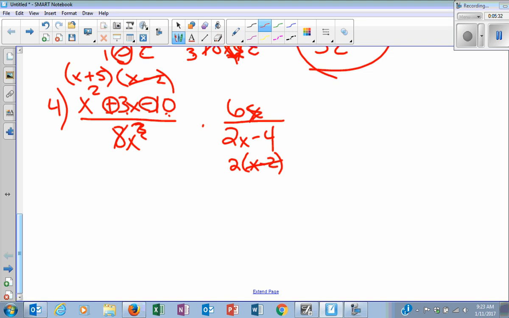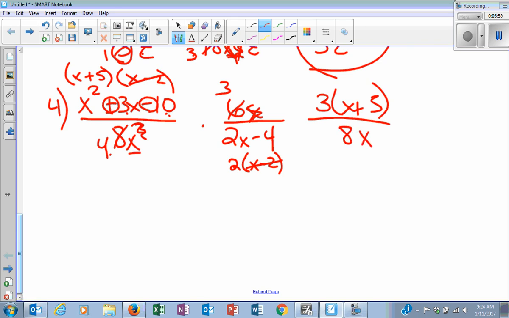This 8 and this 4 can cancel out. 2 goes into both, or sorry, 6 can cancel out. 4 goes into this and goes into this 3 times. And then you are finally left with an answer of 3 times x plus 5 over 2 times 4 is 8, and you have that x left over, don't forget that.